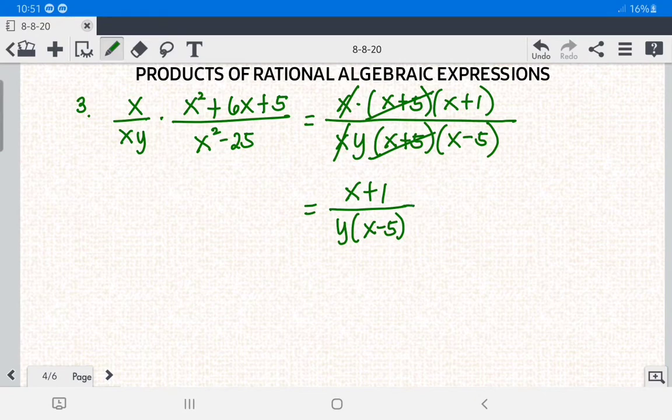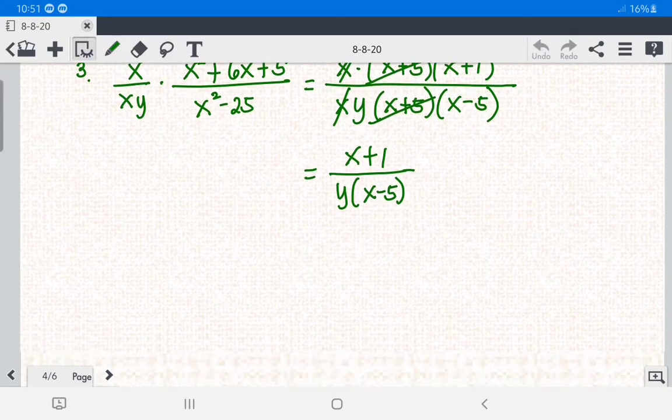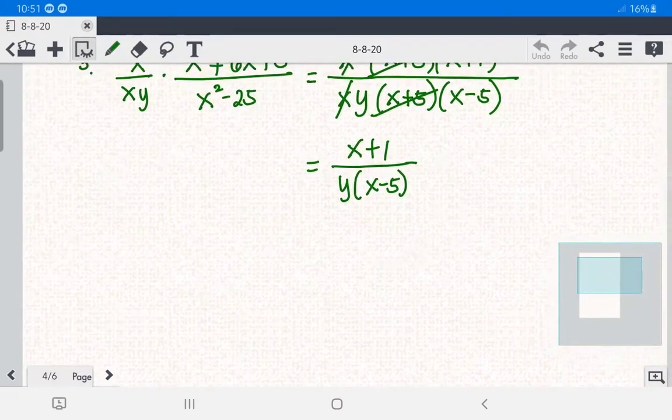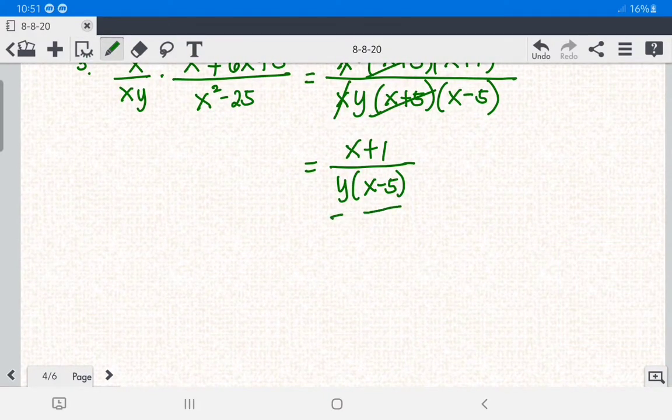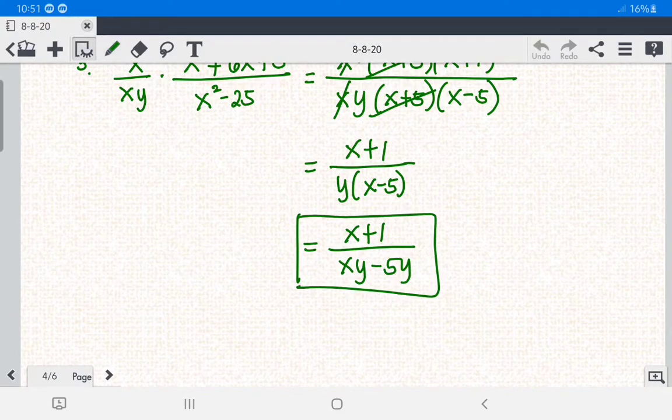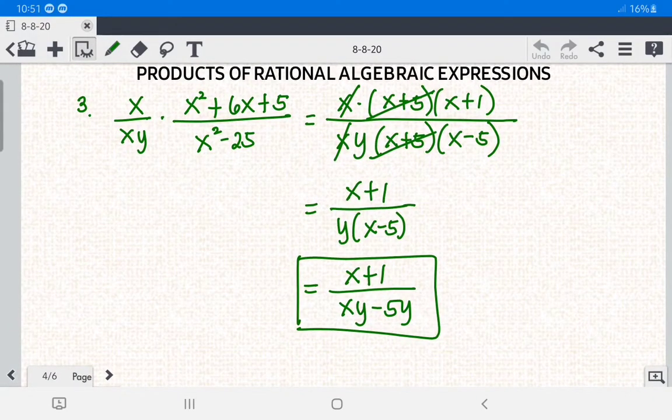Okay. So since we're going to find the product of this, we're going to multiply the monomial y to this binomial. Okay, so we have here x plus 1 over xy, x times y, we have xy. And then y times negative 5, we have negative 5y. Okay, next. So, that's the answer for number 3.